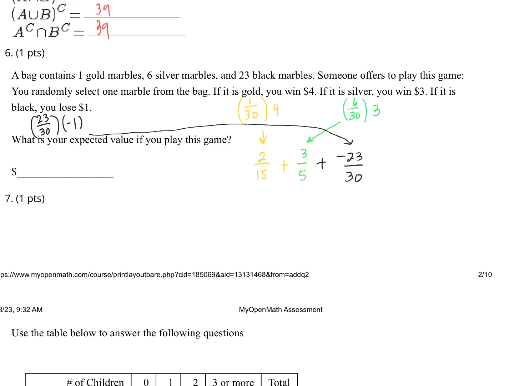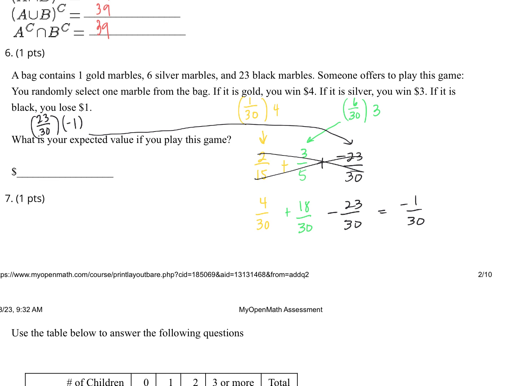All right, so I got a -1/30. So I could have just not reduced these. That would have been smarter. So this would be 4/30. This would have been 18/30. And then we have -23/30. It might be easier to see this way. 4 plus 18 is 22. So this would be -1/30 is what I'm getting.